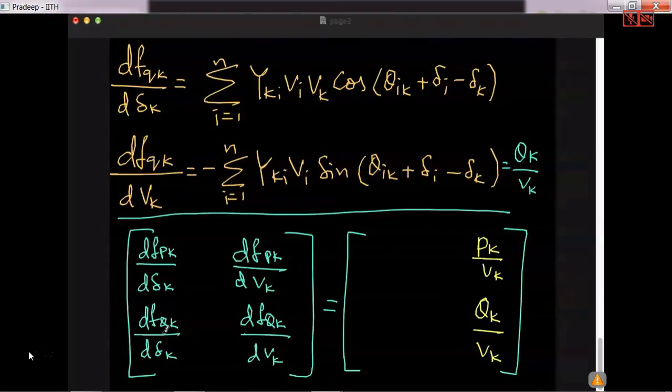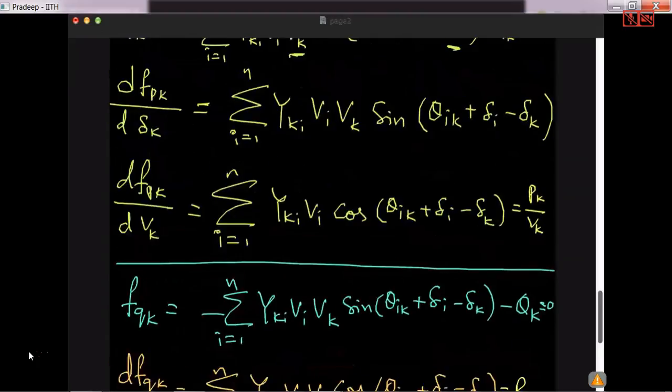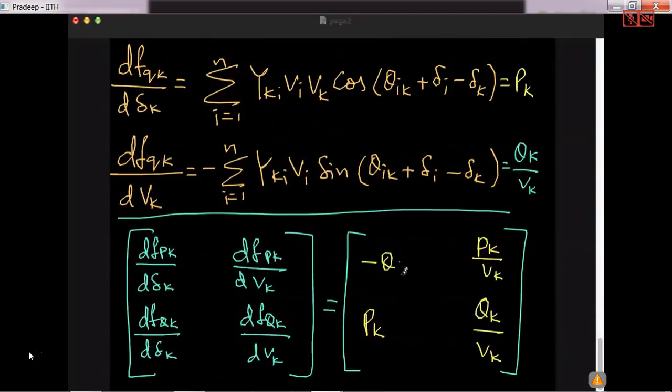Now what about this term? You can see it is there. This is nothing but Pk, exactly. And this is nothing but Pk. And then if you go up, this is nothing but minus Qk, because Qk has a minus sign, so I put minus Qk. This is my Jacobian matrix.